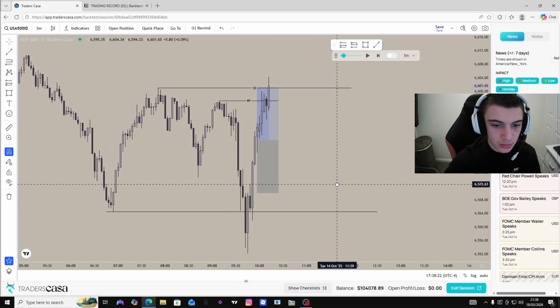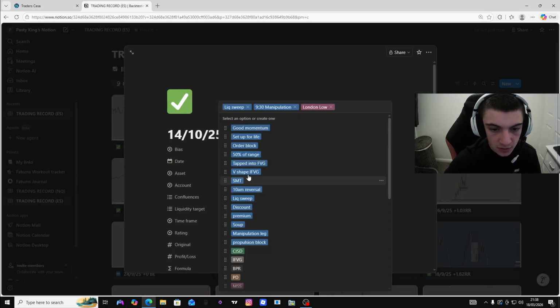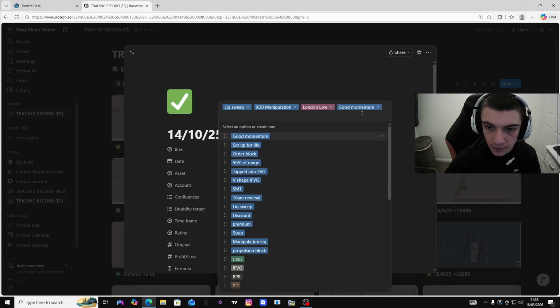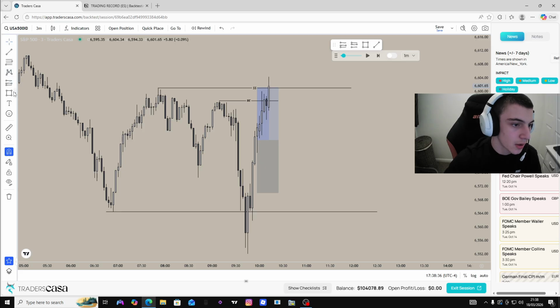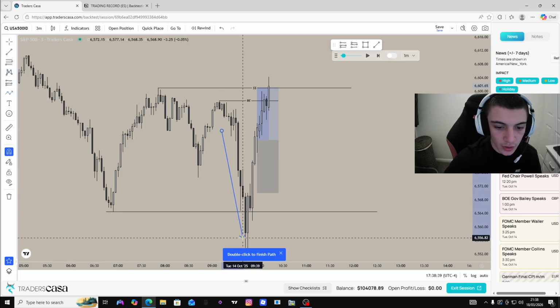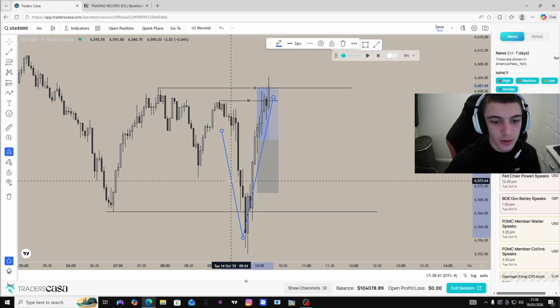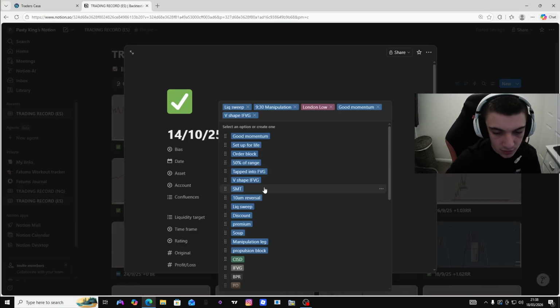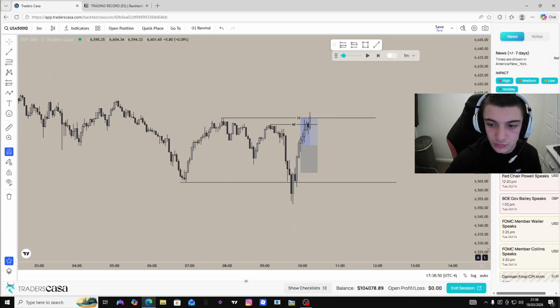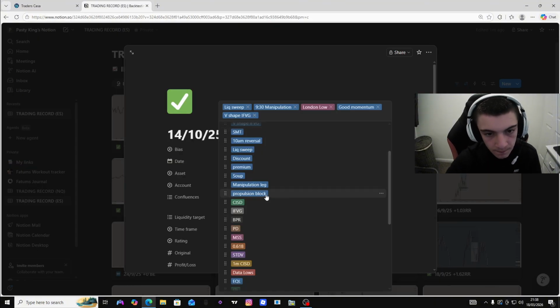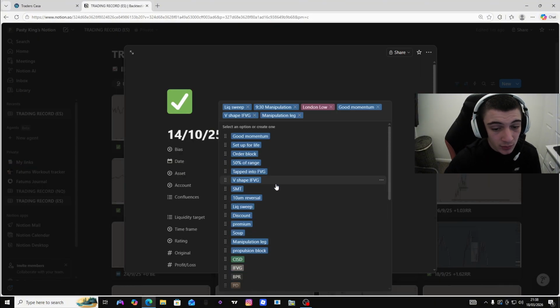What else? We had a nice displacement, so we had good momentum, good displacement. We had a V-shape by FVG. I would say that's quite V-shape if you think about it. It's just like a nice little V. It's quite nice. There's no accumulating very much. Manipulation leg. We call it the manipulation leg. We took trades off of it, so that's just PB's Mech model.